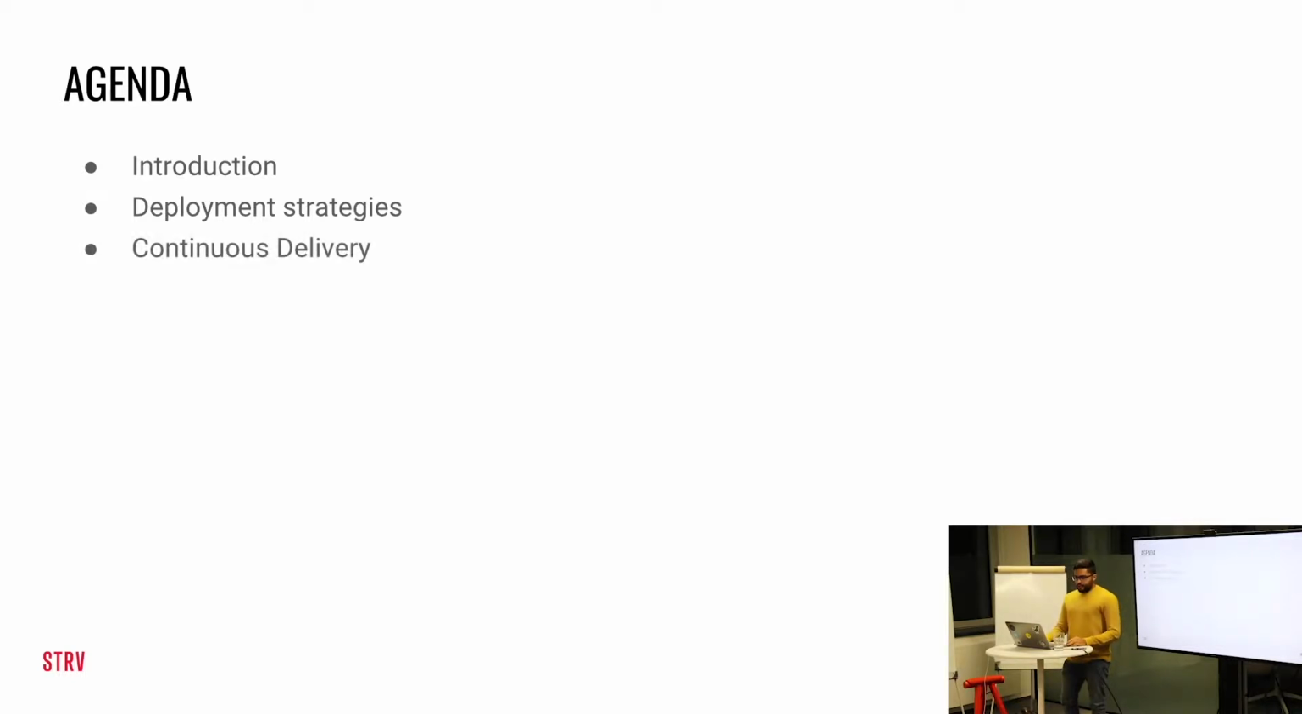For the agenda for today, we have a small introduction. Then we're going to talk about the different deployment strategies. There are many of them, but we're going to talk a little bit about each of them. Then we're going to talk about a very complicated concept, which is continuous delivery, which also compounds continuous integration and continuous deployment. I'm going to explain what all this is about, and how to properly understand it. And the last thing is Docker for deployment.